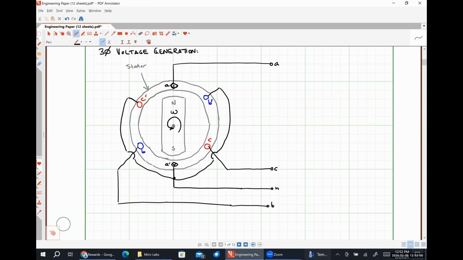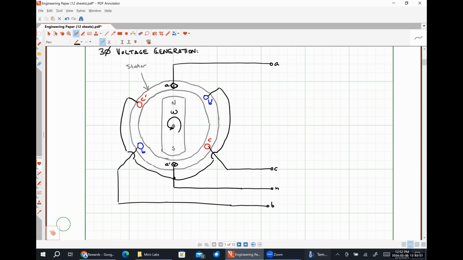How many of you have had Physics 202? Handful of you. All right. So what happens when a coil of wire sees a changing magnetic flux? A voltage is induced. That is exactly what this system is doing, right?